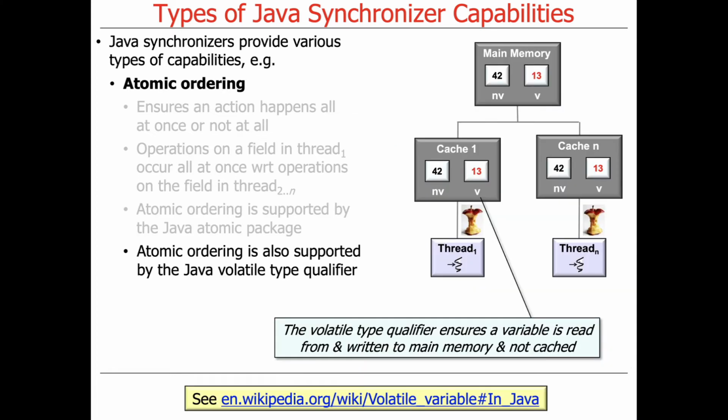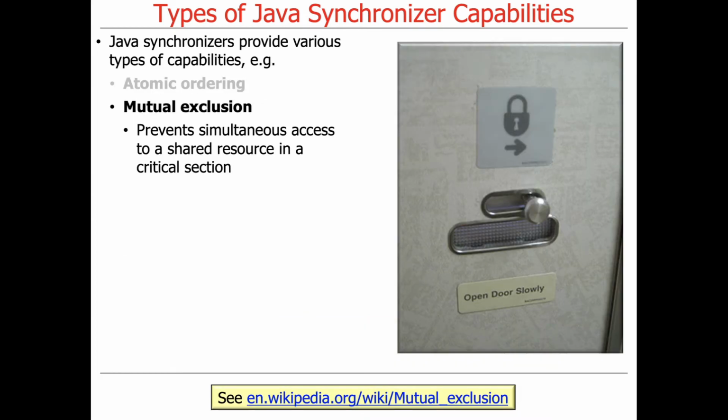Atomic ordering is also supported in a somewhat more limited way by Java's volatile type qualifier. The Java volatile type qualifier ensures a variable is read from and written to main memory and is not cached. So think of it as, do not pass go, go straight to jail, do not collect $200. Just go there, get the value, read it atomically, or write to it atomically. That's what a volatile does.